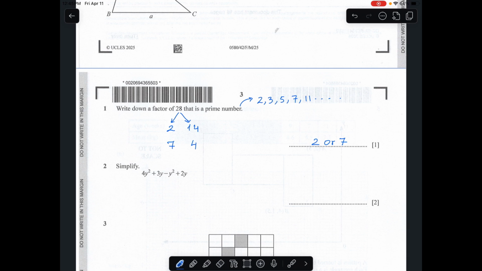Question 2 is simplify. So we need to simplify the expression over here. Combine the like terms. Here 4y² and minus y² are like terms. So this is going to be 3y² plus 5y.